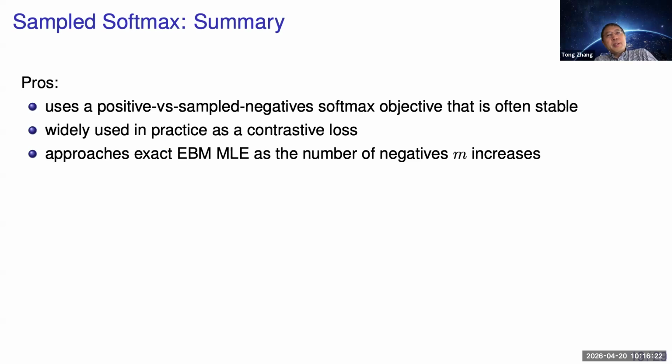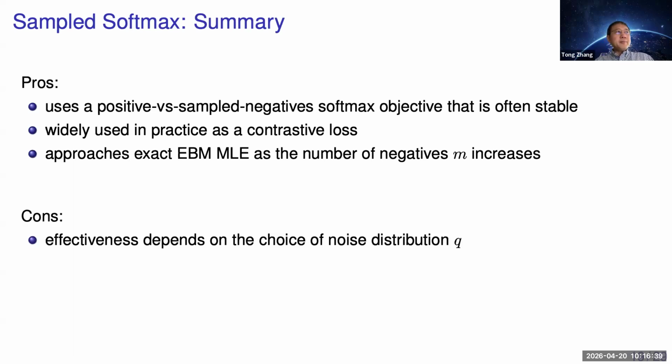This one doesn't use rejection sampling. You can think about CD as using rejection sampling to do the sampling. But this one doesn't use rejection sampling. It actually uses this kind of importance ratio plus a stability term. So this is how it works. The con is that the effectiveness depends on the choice of distribution Q. So it's not a free lunch.